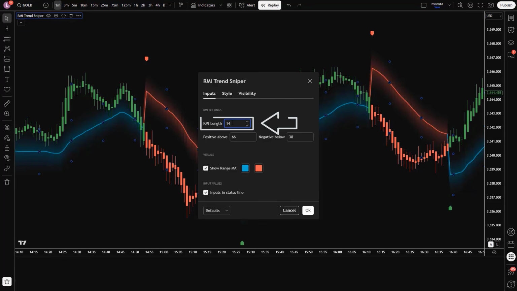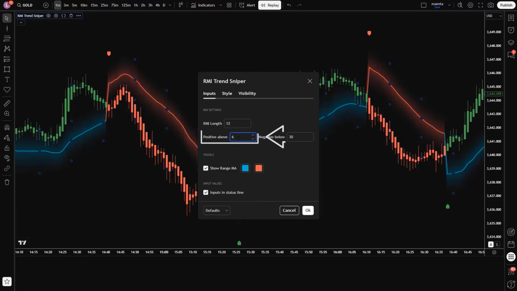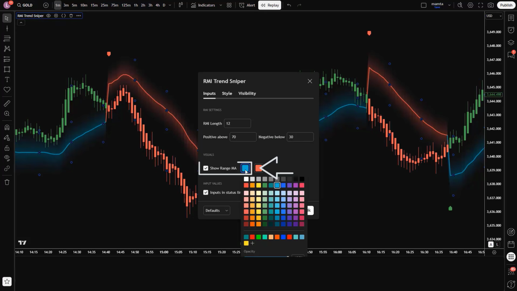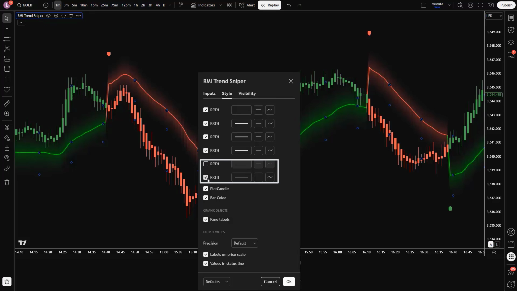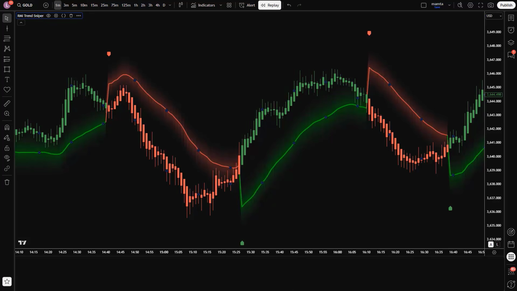We have to change this RMI length option from 14 to 12. We have to change this positive above option from 66 to 70. We need to change these color options. We need to hide these options. After this, we will understand the next trading setup on the chart.